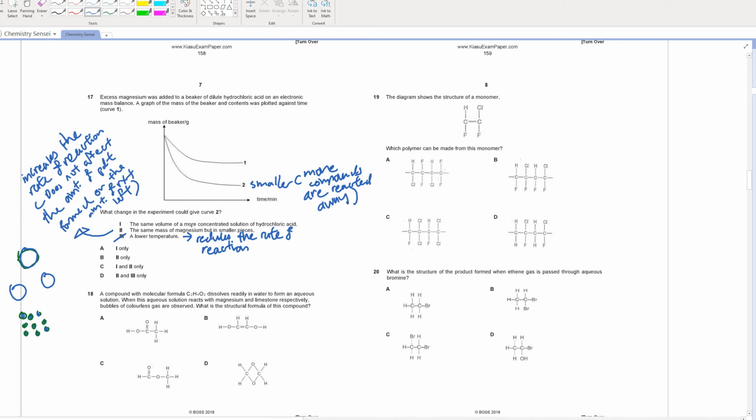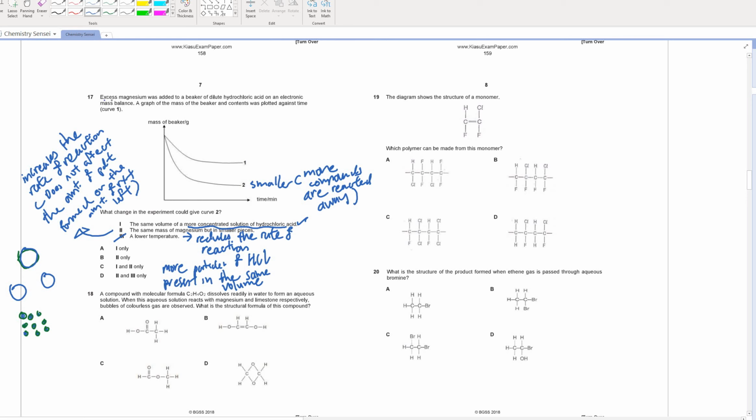Now, how about option 1? The same volume of a more concentrated solution of hydrochloric acid. So yes, this will indeed increase the rate of reaction. More magnesium will be reacted away. Why? More concentration means there are more particles of HCl present in the same volume. Okay, so if there are more HCl present, you will react with more magnesium metal.